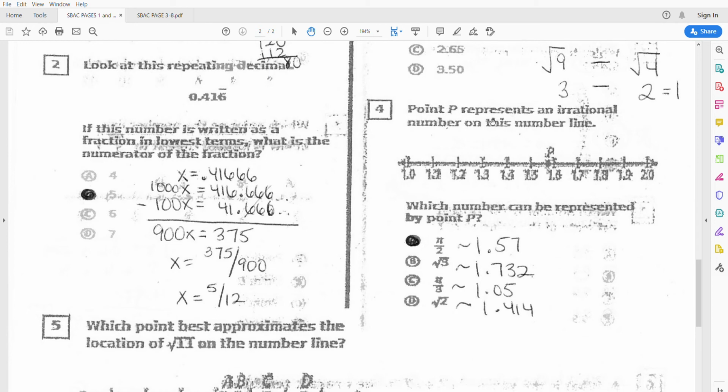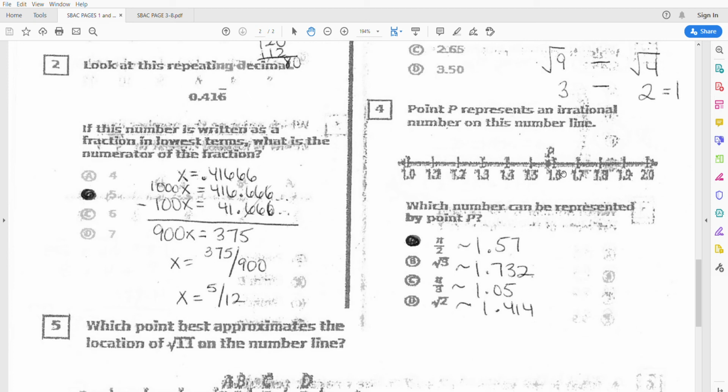1.4. Number 4, find point P. Point P represents an irrational number on this line. Which number can be represented by point P? So you kind of just do a little guess and check over here to see, on average, what these are. So you know pi is 3.14. 3.14 divided by 2 is approximately 1.57. The square root of 3 is closest to the square root of 2, so it's just a little bit below, with the square root a little bit below 2, square root of 4. The square root of pi divided by 3 is about 1.05, and then the square root of 2 is about 1.414, so which is the closest up here?